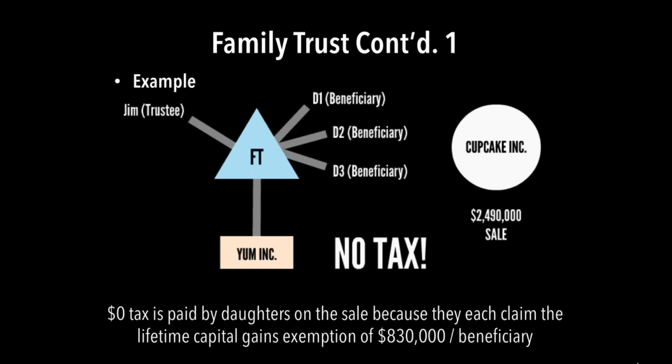So the family trust, who is the owner of Yum Inc., sells all of Yum Inc.'s shares to Cupcake Inc. for $2,490,000. The family trust then disperses the proceeds of $2,490,000 equally among the three adult beneficiaries, who are Jim's daughters. Each daughter receives a nice check of $830,000. How much tax will they pay on that? Nothing, because they are claiming the lifetime capital gains exemption each on their personal tax return for $830,000.